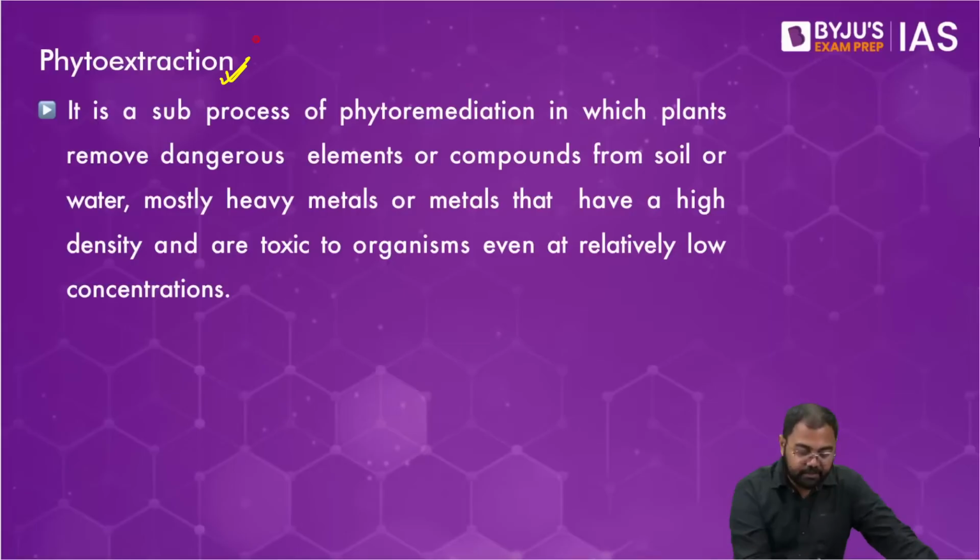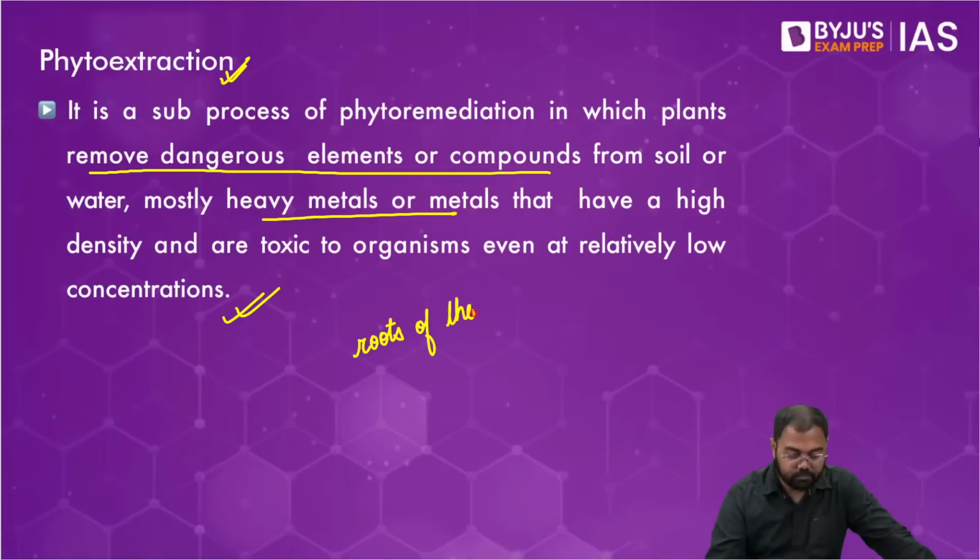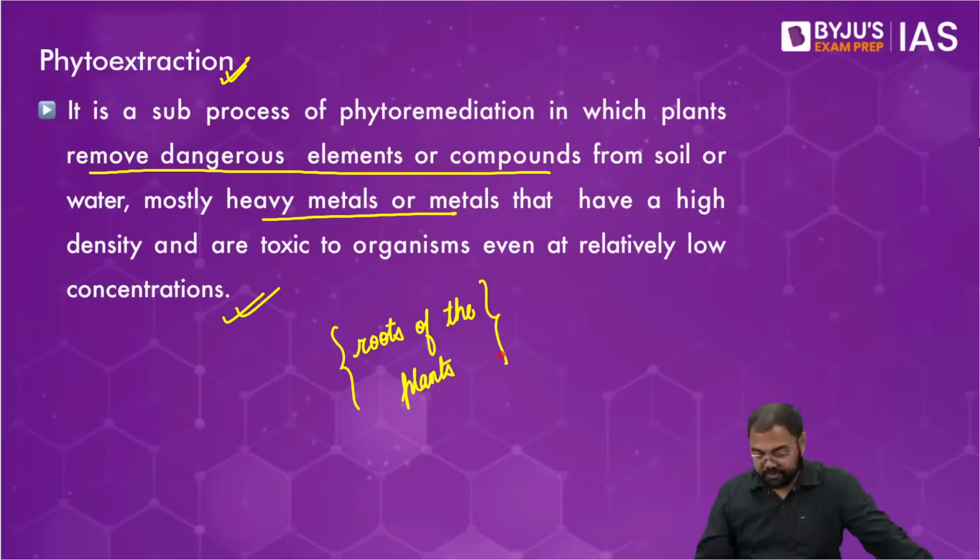So that's why the plants will remove the dangerous elements or compounds from the soil, and mostly heavy metals, or metals that have high density, will all be extracted away by largely the roots of the plants, right? Largely this will be done by the roots of the plants. So that's why we see that this is something that can become very, very crucial.